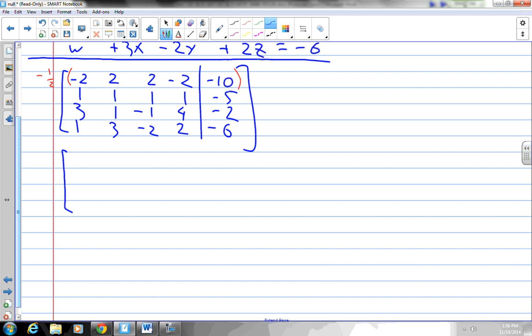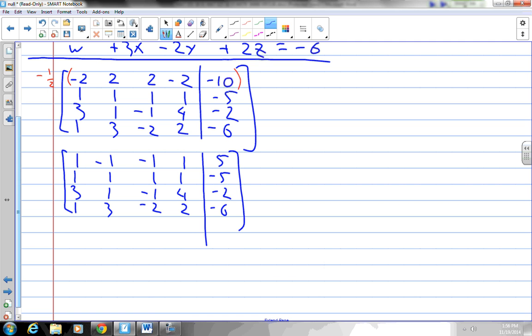So it's 1, negative 1, negative 1, 1, 5, and then 1, 1, 1, 1, negative 5, and then 3, 1, negative 1, 4, negative 2, and then 1, 3, negative 2, 2, negative 6.